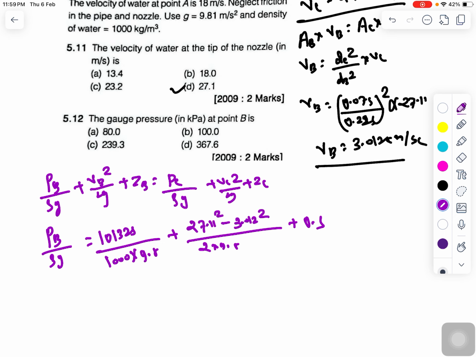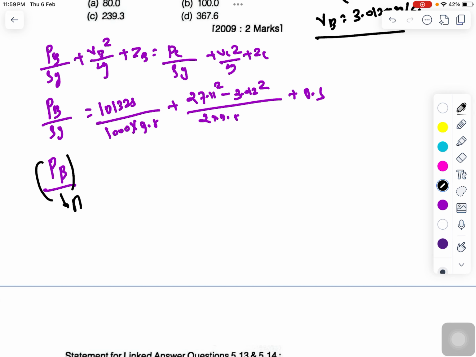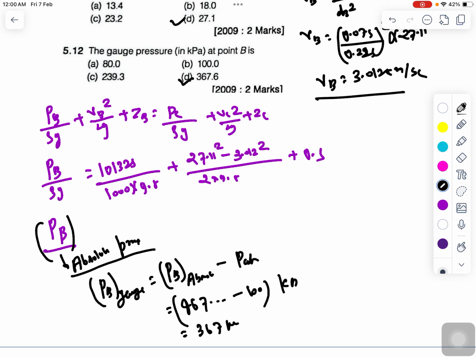Okay, so finally you are supposed to calculate the gauge pressure, right? Once you get PB from here, this is the absolute pressure, and then I'll calculate the gauge pressure. PB gauge equals absolute pressure PB minus P atmospheric. So here you are getting 467 point something minus 100 kilopascal. So you will be getting 367 kilopascal, something like that. So option D will be your correct answer.